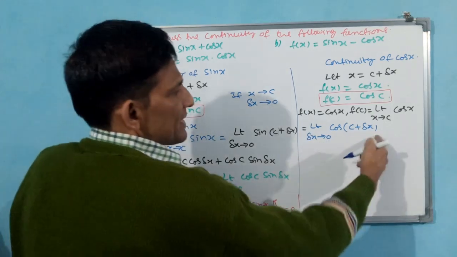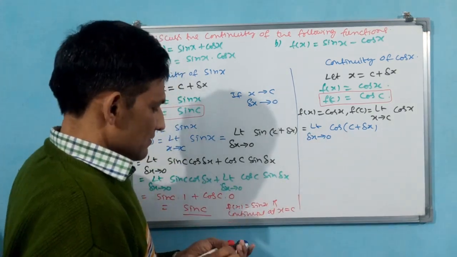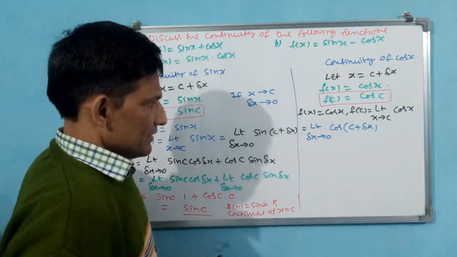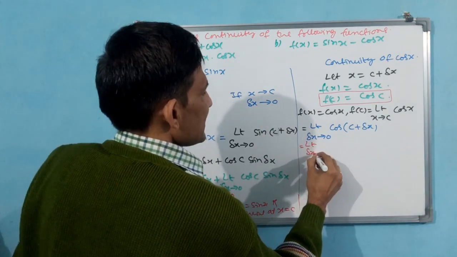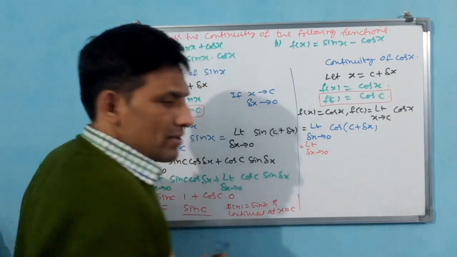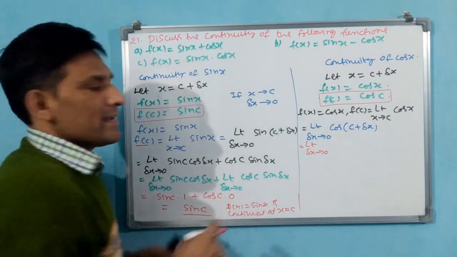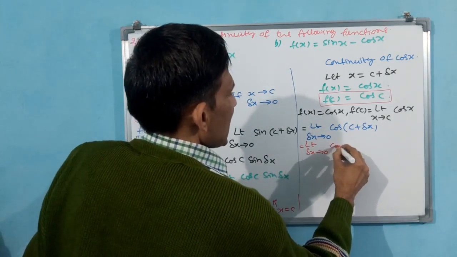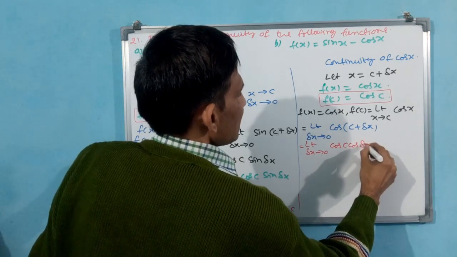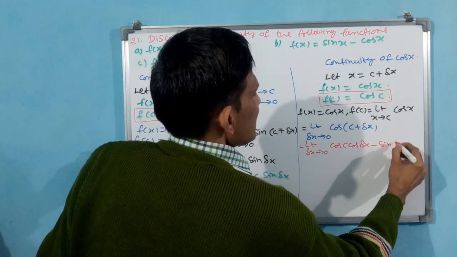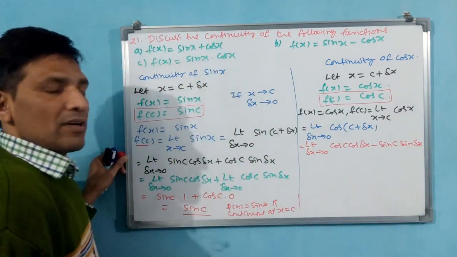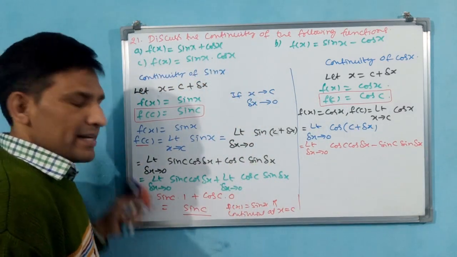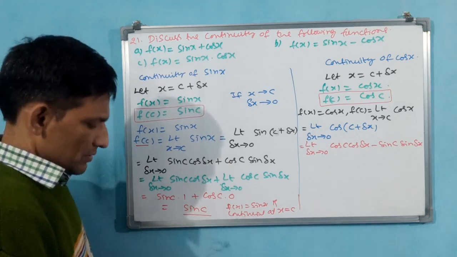First of all, you expand this. Same, you write like this only. Limit delta x tends to 0. See, cos(a plus b) is cos a cos b minus sin a sin b. Is it okay? Cos c cos delta x minus sin c sin delta x. We have written that also.